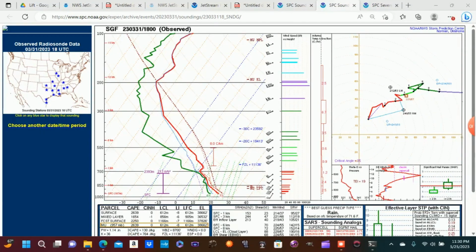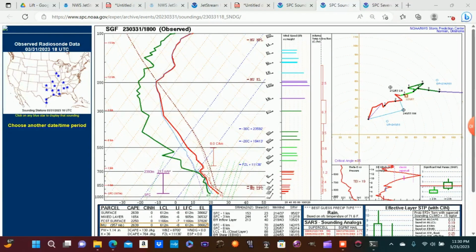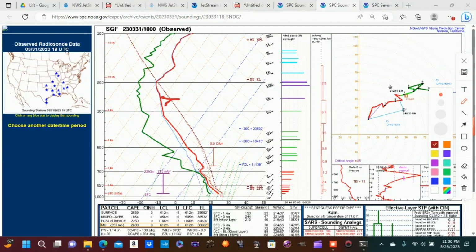Now, let's say we don't have a lot of instability in the lower levels, but we have strong instability in the mid to upper levels of the atmosphere. So let's say that all of our CAPE is here, and we don't have a lot of CAPE down here. That would be an environment favorable for large hail, and not necessarily for tornadoes, because for tornadoes you need the instability to be down here below.